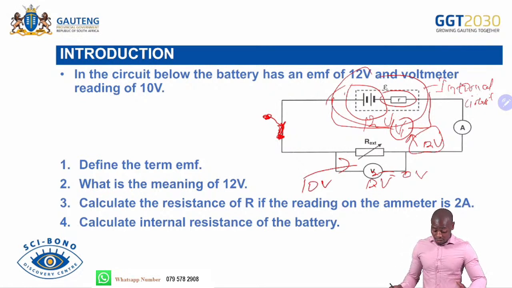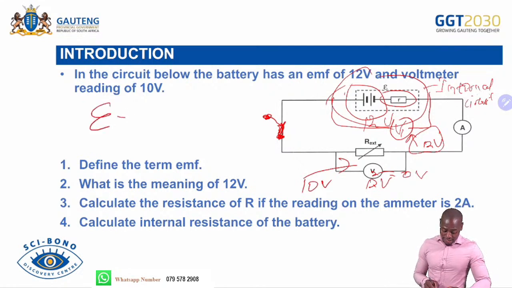Right. So let's look at this circuit. What is the EMF? The EMF is 12 volts, and then V external is 10 volts. So I said to you, if there is internal resistance, there will be 2 circuits: your internal circuit, your battery, and the external circuit. So your EMF now, learners, will be divided.